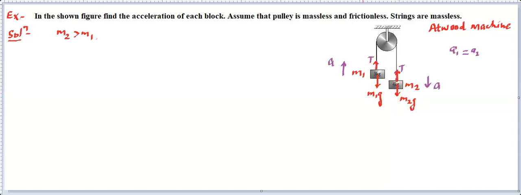Now, then we need to make the equation. So the FBD we have formed, and the equation follows from it. So now we'll be writing the equations of Newton. So let me write the Newton equation for the M1 block.